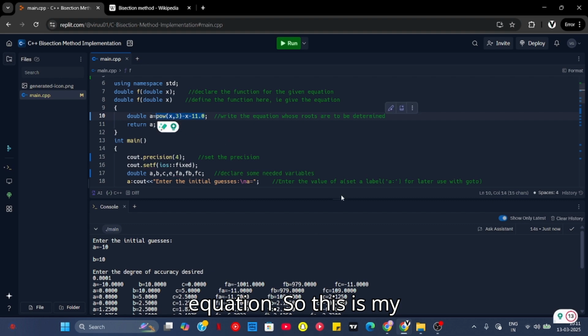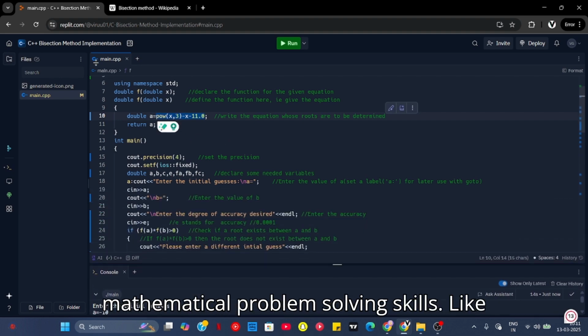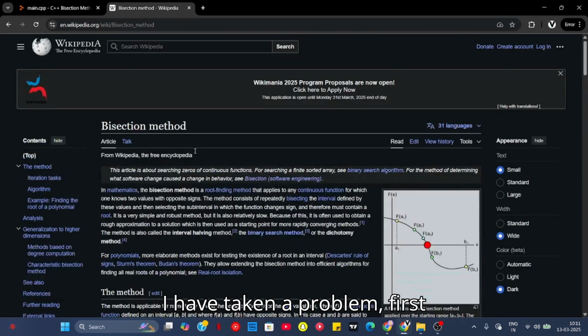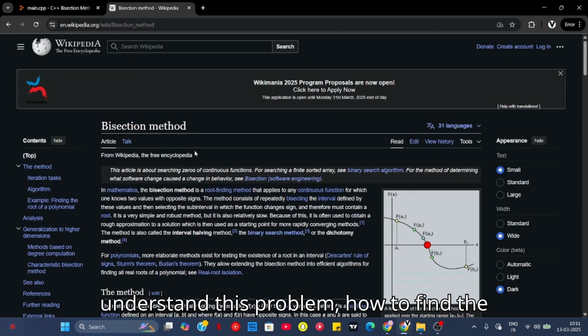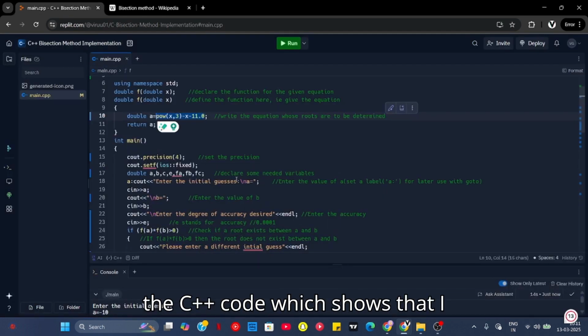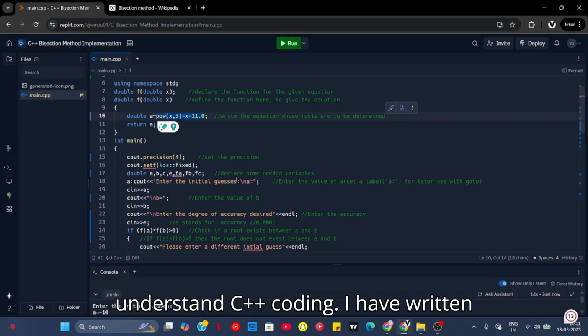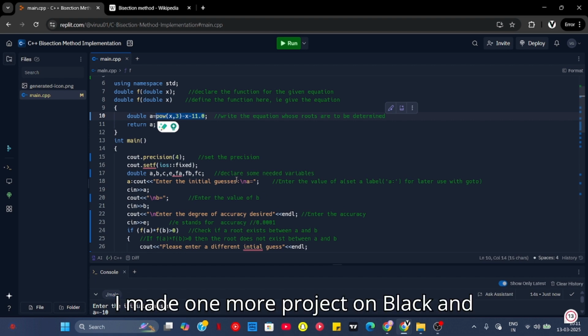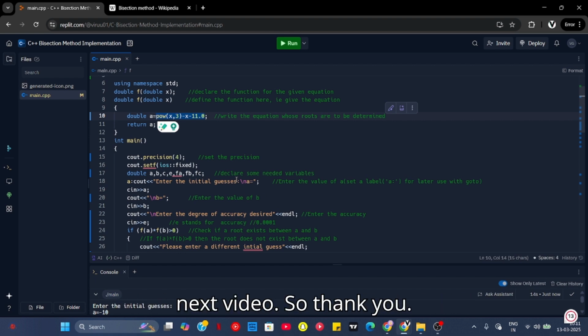So this is my mathematical problem solving skill. I took a problem, first understood how to find the roots, and then implemented it in C++ code, which shows that I understand C++ coding. I made one more project on the Black-Scholes model, which we will see in the next video. So thank you.